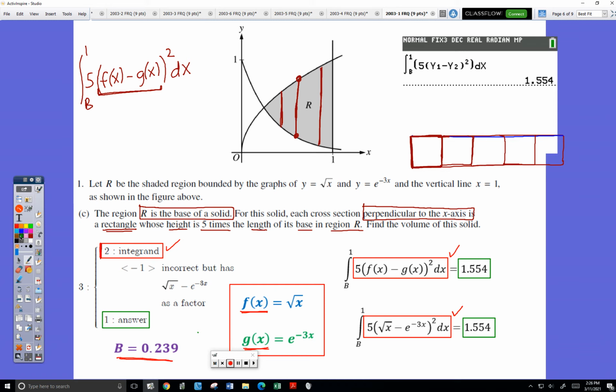And then the answer must be correct to 3 decimals. So only one option here. It's got to say exactly 1.554 in order to earn this point. And as you noticed, this problem 1 had 3 points available in part A, 3 points available in part B, 3 points available in part C, for a total of 9 points. All FRQs are scored the same way, 9 points for the entire FRQ.